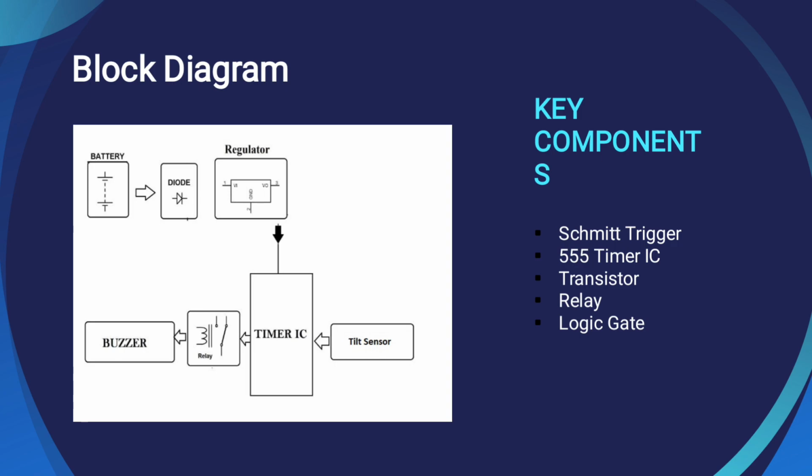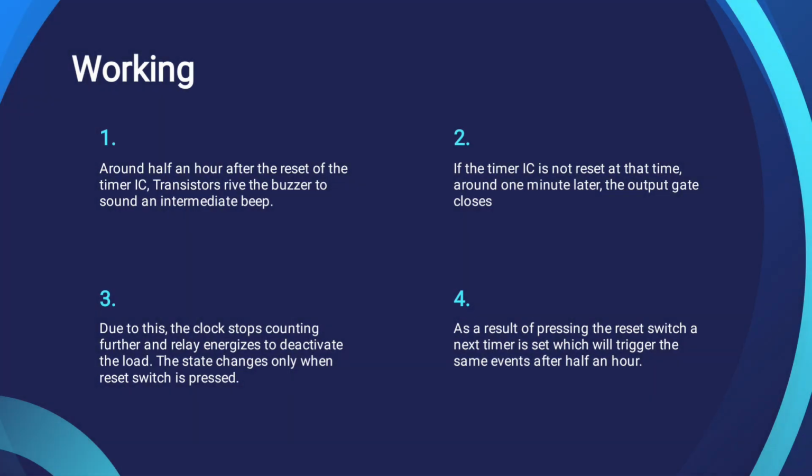Now let's move on to the working. So first, we'll set a timer to the timer IC. Let's consider it to be 30 minutes. We can set it maybe 1 hour, whatever time we require. So for now, let's take half an hour as an example. So every half an hour, we have to reset the timer IC. So the transistor will drive the buzzer and give an intermittent beep if it is not reset. So like every 30 minutes, we'll receive a short intermittent buzz from the buzzer.